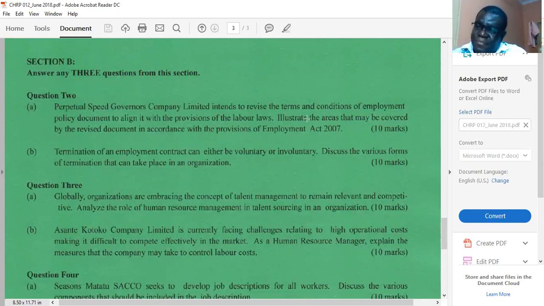Question B. Termination of an employment contract can either be voluntary or involuntary. Discuss the various forms of termination that can take place in an organization. Voluntary or involuntary? Discuss the various forms of termination that can take place. Which forms of termination do you know of? Retirement.